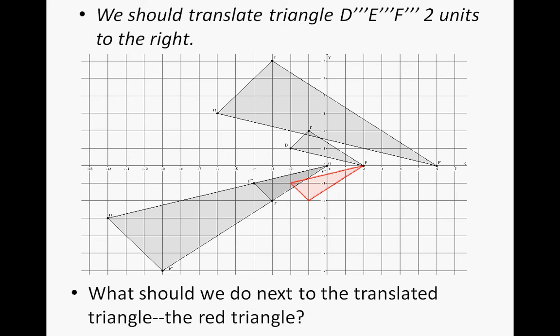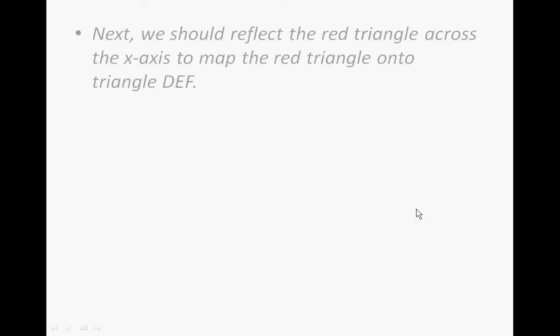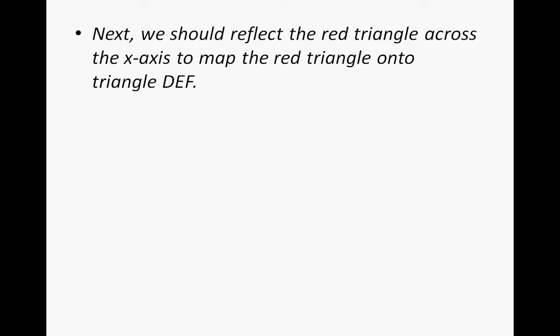Well, what should we do next to the translated triangle, the red triangle? So we just took this and moved it over. How can I get this to map onto the original triangle? Well, you're going to need to reflect it across the x-axis to map the red triangle onto triangle DEF.